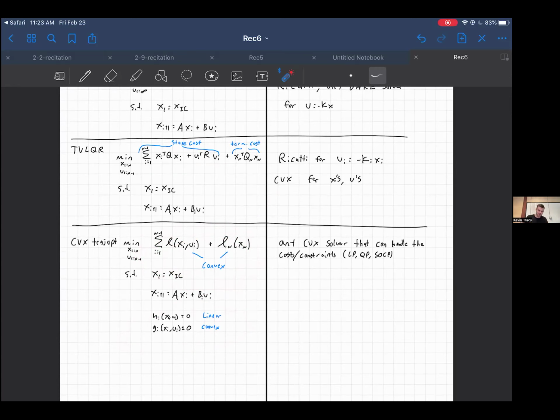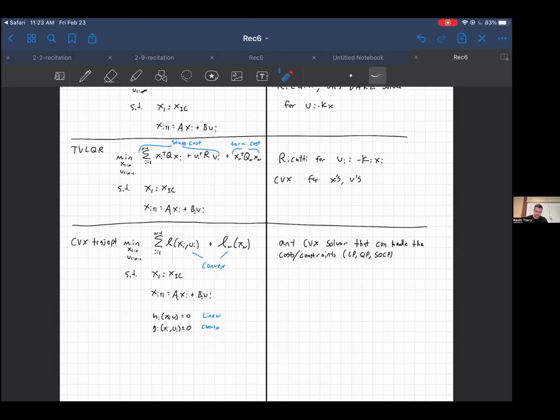So, I can put bound constraints on X and U. I can say that X must be within some norm ball. I can have linear half space constraints. You can do whatever convex thing you want to. As long as the problem is convex, I can still solve it very easily. That's the main takeaway from that.